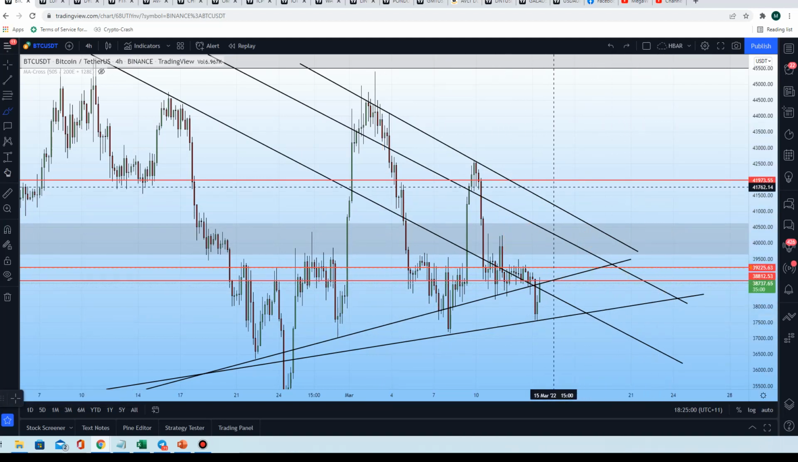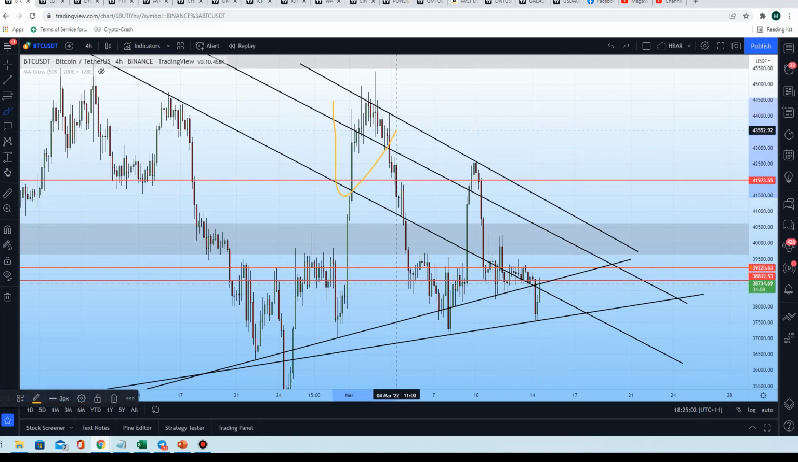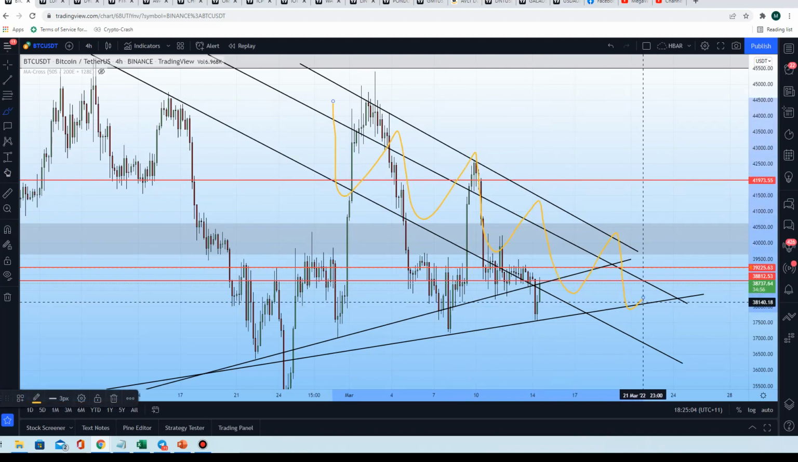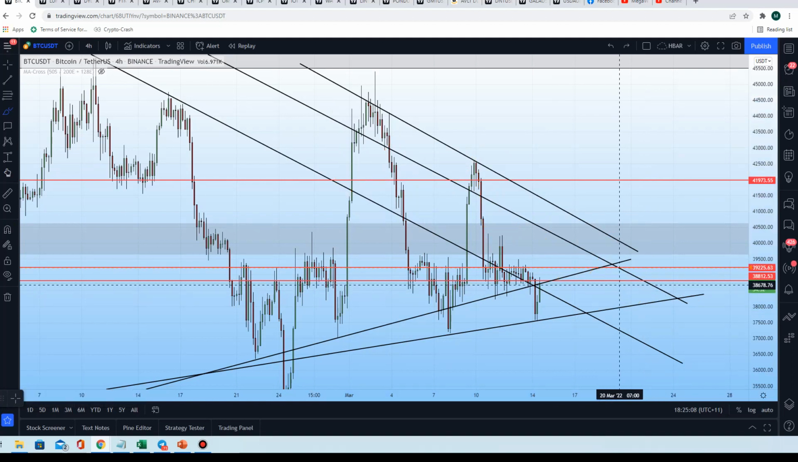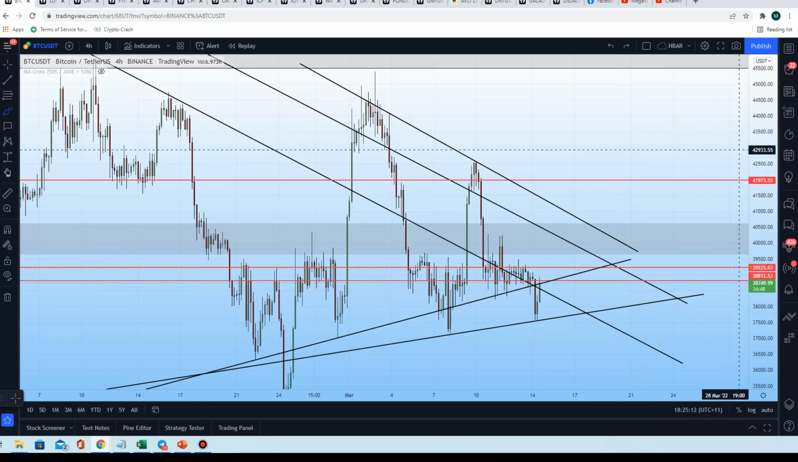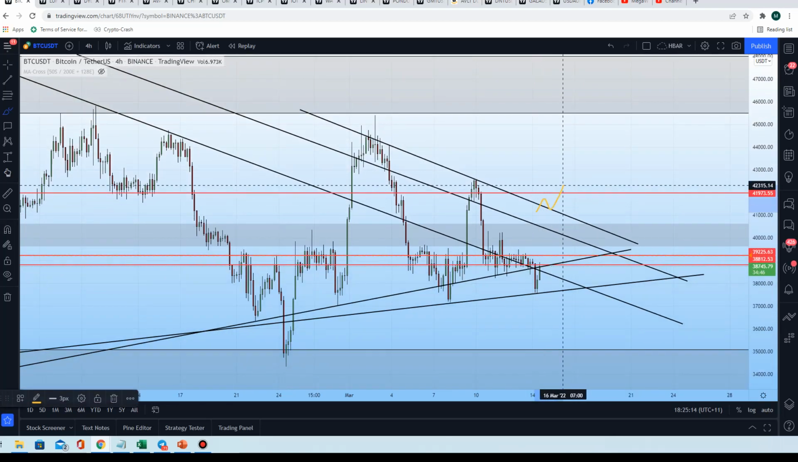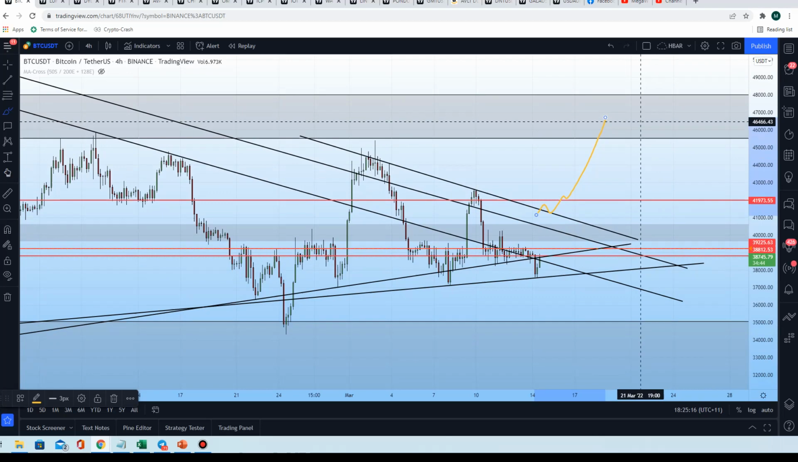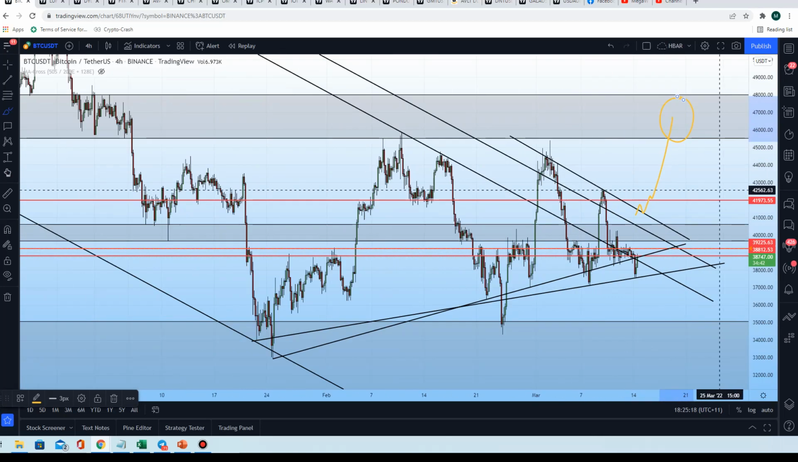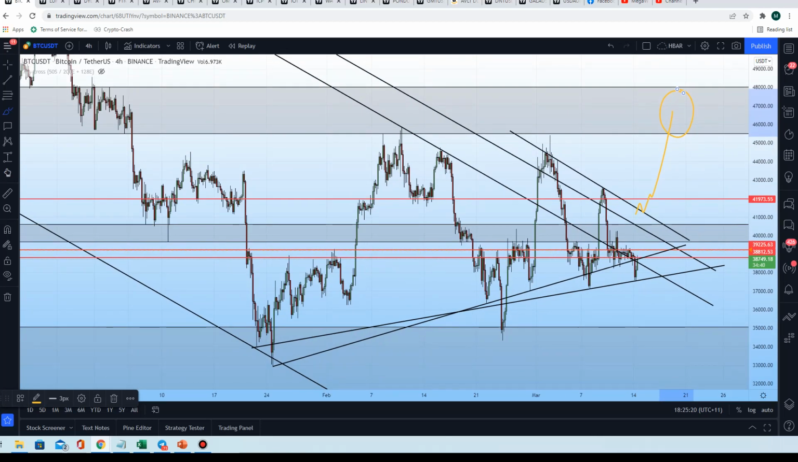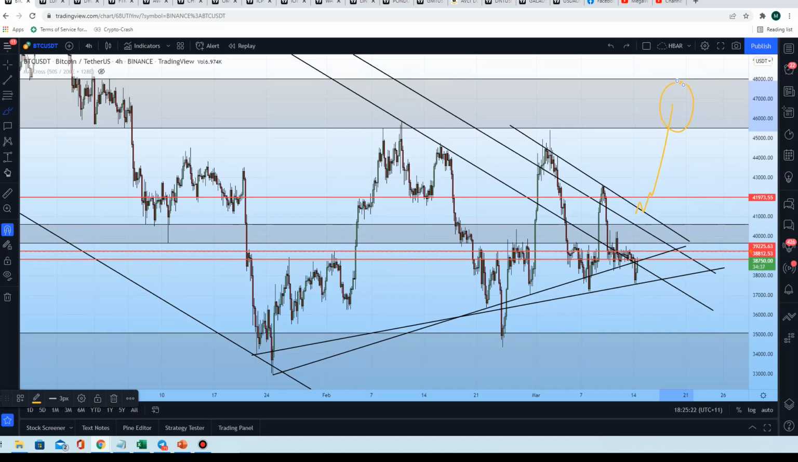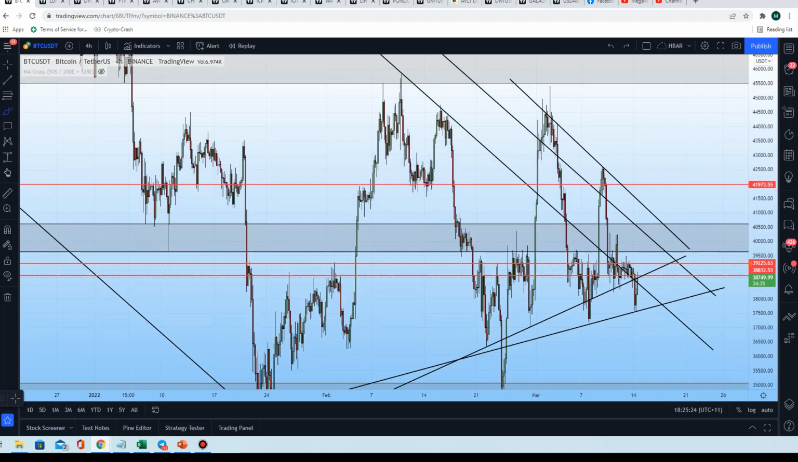All right, if we flip that area, we now have this whole entire area acting as support. All right, that's pretty huge. We flip a major resistance zone, we turn that major resistance zone into a major support zone. If we flip that, there's a good chance we can come upwards and push into this next resistance block at $45,500 to $48,000.